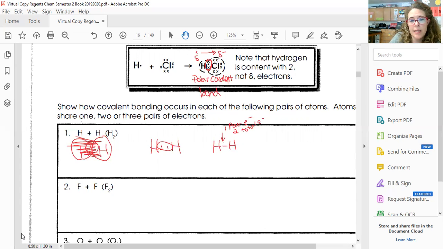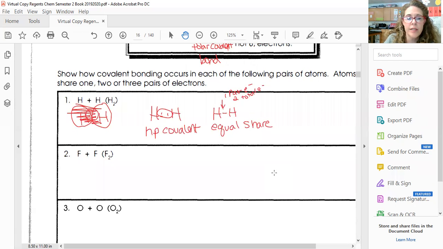And since this is a non-polar covalent bond, because I have two of the same non-metals, there's an equal share of those two electrons. This is not an equal share up here. Chlorine's just way too greedy, right? Higher electronegativity. So it's going to kind of pull on those electrons a little bit more than that poor little baby hydrogen. All right, so now let's look at our two fluorines here.